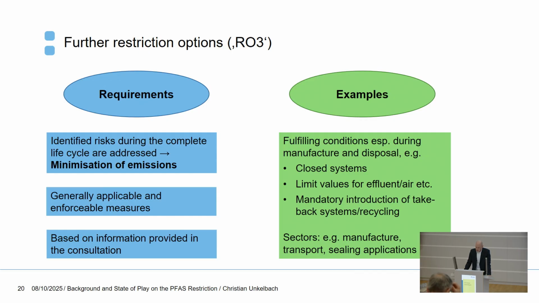It would need to be generally applicable and enforceable with regard to the measures, and this would need to be based on very robust information provided in the consultation. And we have examples for this in the background document. For example, in case closed systems occur and we already have limit values for wastewater or exhaust air, or already existing take-back systems or collecting systems for the end-of-life phase. These sectors for which restriction option 3 would potentially come into mind would be manufacturers, some elements of transport, and sealing applications.